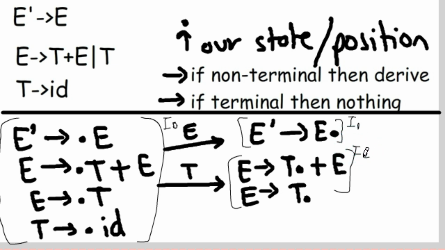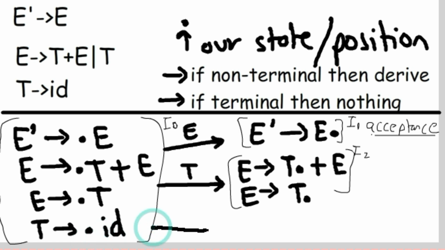This is I2. Now this thing, which is item number 1, is the augmented grammar, and when the augmented grammar reaches the end, it is also called the acceptance state. So this has achieved the acceptance state. Now this one needs to be derived further. So this dot has to read ID.